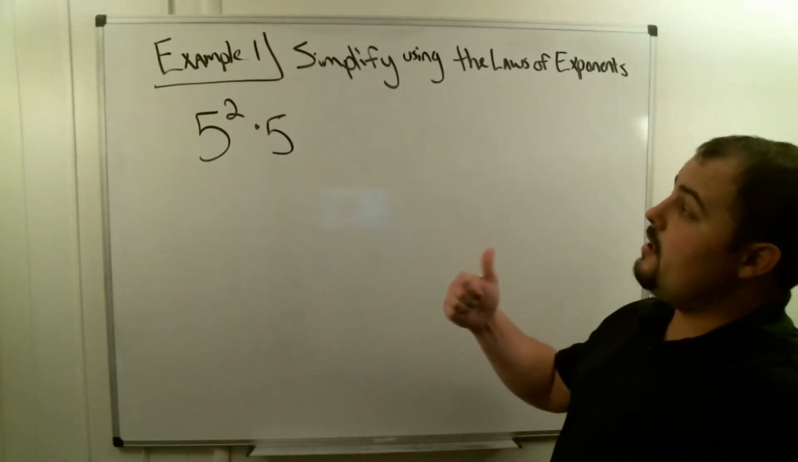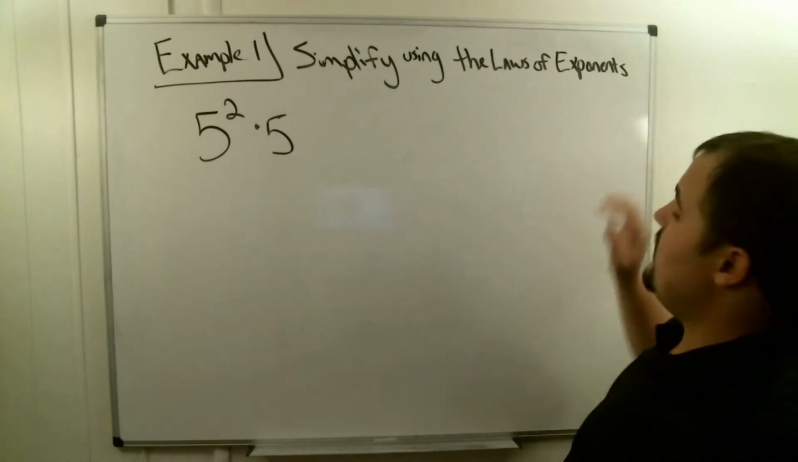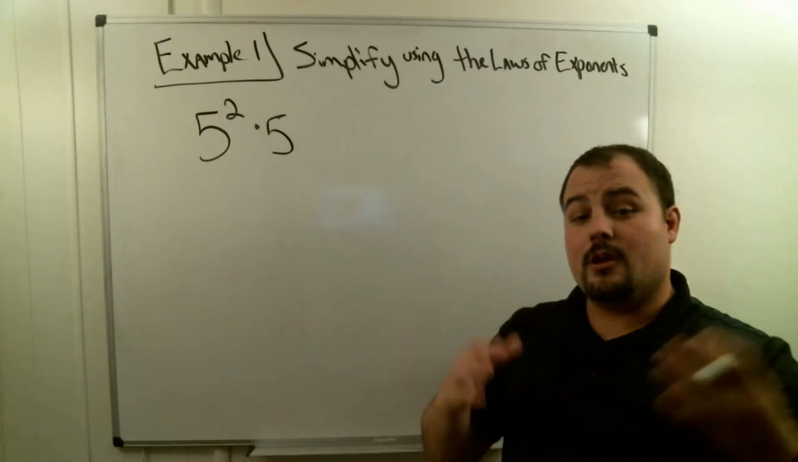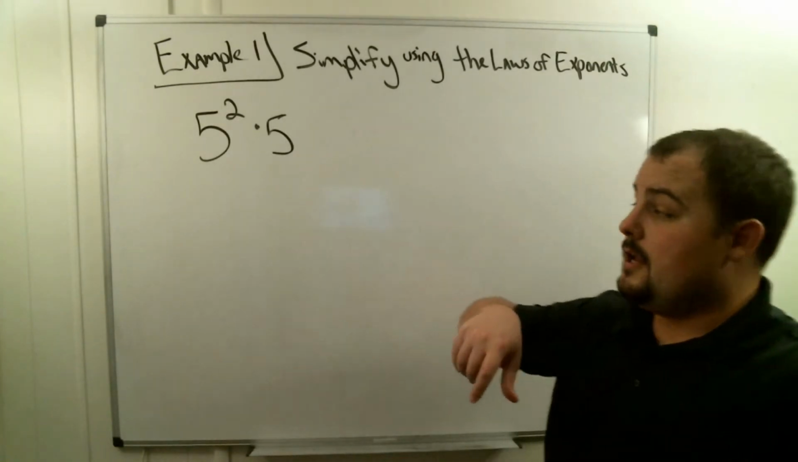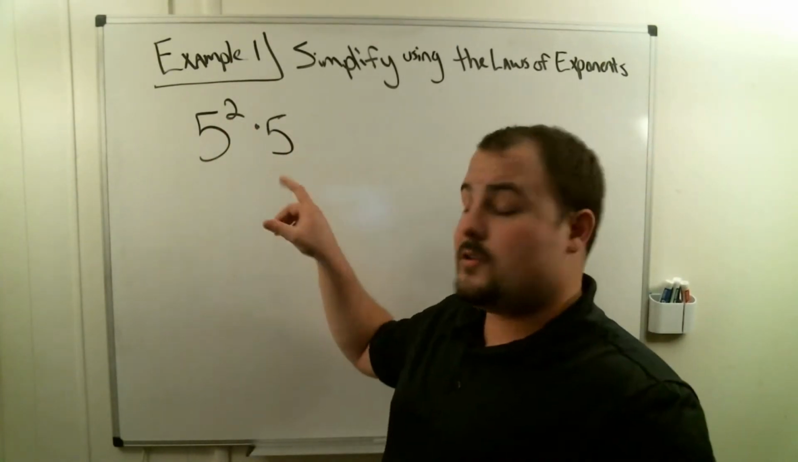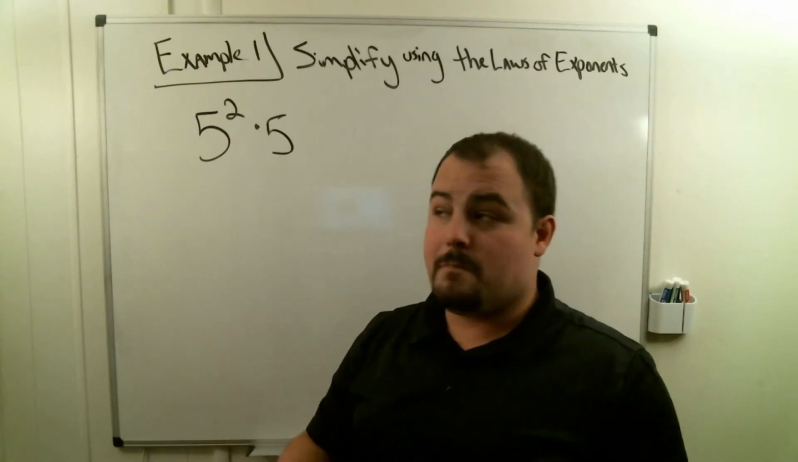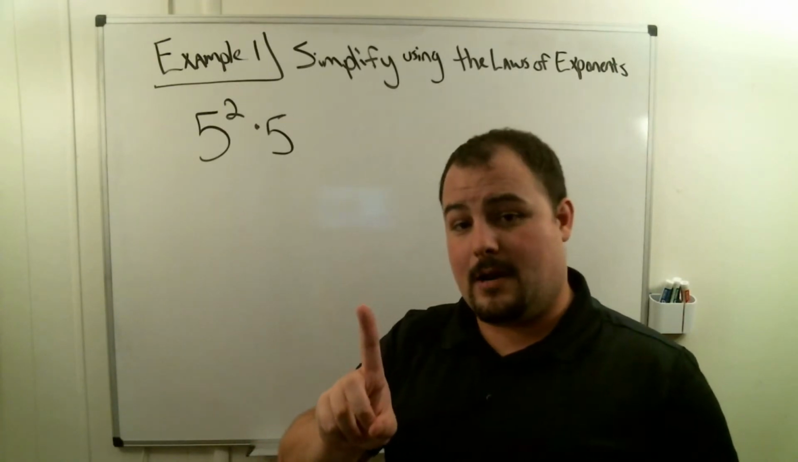For example 1, let's go ahead and try something that should be fairly easy. It says simplify using the laws of exponents. So we're going to use that law that we wrote down, the product of powers, to solve this problem. This problem says I have 5 to the 2nd power times 5. Notice that this 5 doesn't have a power. If a number doesn't have a power, it's automatically to the 1st power. Any number by itself is to the 1st power.